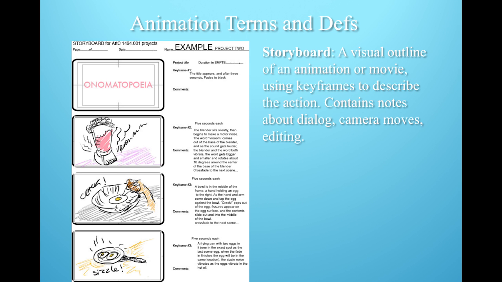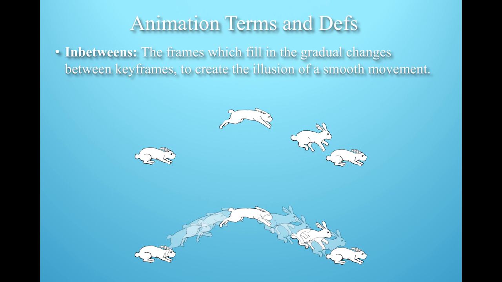And now more description of a storyboard. It's a visual outline of an animation or a movie, using keyframes to describe the action. It contains notes about dialogue, camera moves, and editing. And another term is in-betweens. These are the frames which fill in the gradual changes between the keyframes to create the illusion of a smooth movement.